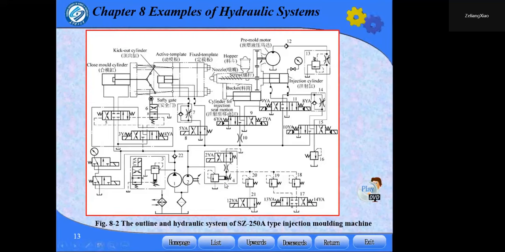The second procedure is to close the mold chamber. When the active template plate moves quickly and then closes to the fixed template, the hydraulic system pressure turns into a low pressure and the slow build stage. Everything is confined normally to the mold chamber, and the system turns into high pressure to close the mold chamber.